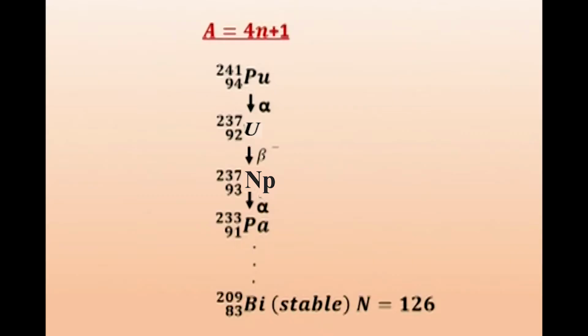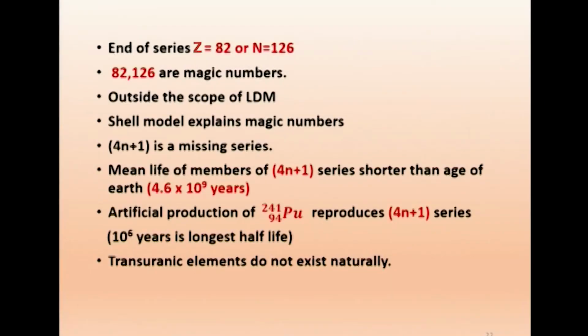These things are not available because their half-life or their life is shorter than the present age of the earth. That is what we have just mentioned here. The mean life of the members of the 4n plus 1 series, like plutonium and neptunium, is shorter than the age of the earth. The age of the earth is about 10 power 9 years, whereas all these elements have a lifetime of 10 power 6 years. Therefore, they would have vanished much earlier.